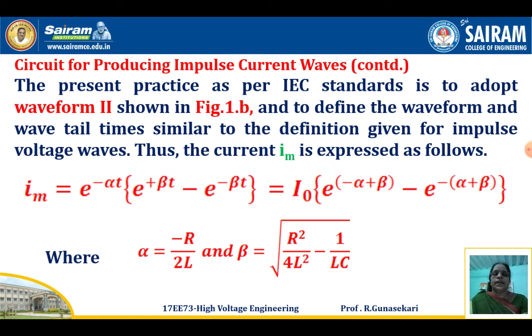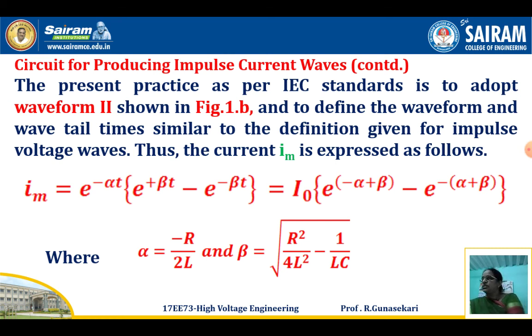So now the current Im equals e to the power minus alpha t. Before, we studied the damped oscillatory case. Now for overdamped, Im is equal to e to the power minus alpha t into e to the power beta t minus e to the power minus beta t. Alpha and beta are constants in microseconds, that is equal to I naught into e to the power minus alpha plus beta minus e to the power minus alpha minus beta, where alpha equals minus R by 2L and beta equals the square root of R squared divided by 4L squared minus 1 by LC.